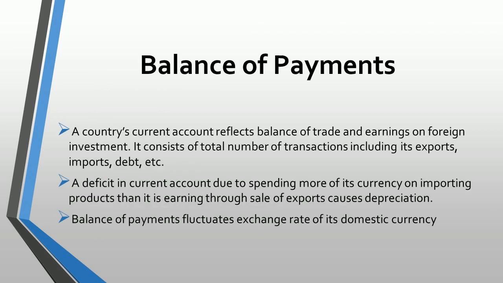Balance of payments. A country's current account reflects balance of trade and earnings on foreign investment. It consists of total number of transactions including its exports, imports, debt, etc. A deficit in current account, due to spending more of its currency on importing products than it is earning through sale of exports, causes depreciation. Balance of payments fluctuates the exchange rate of its domestic currency.